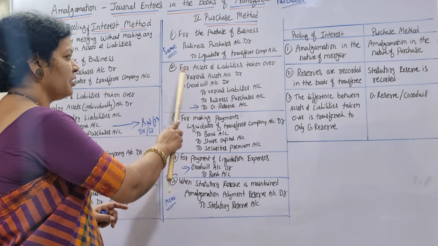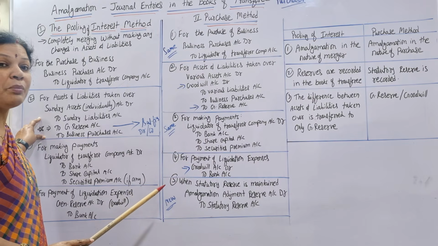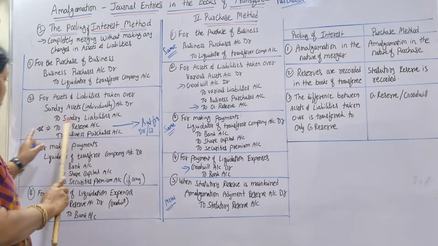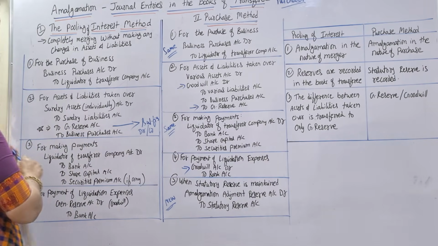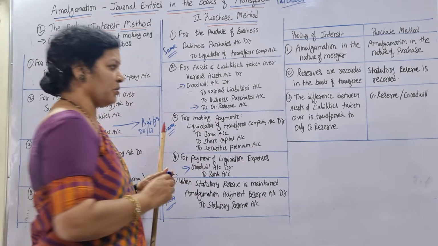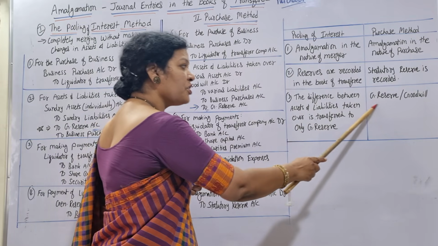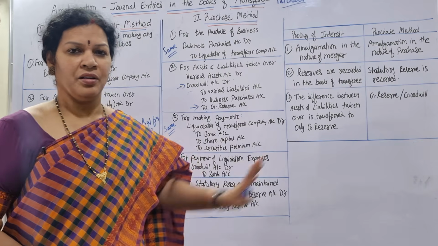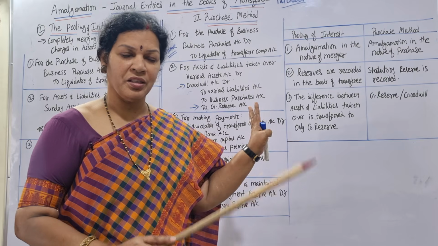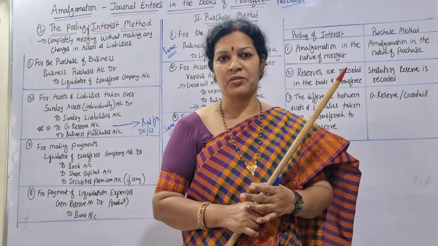The third point is that the difference between assets and liabilities taken over is transferred to only general reserve. This point, here the difference is transferred to only general reserve. Now here it can be goodwill or general reserve. The difference between assets and liabilities taken over is transferred to general reserve or goodwill. The entire sentence I did not write, I think you can understand. General reserve or goodwill. These are the main three differences. Easy to remember, right? So if you follow this, next class we will work out problems.